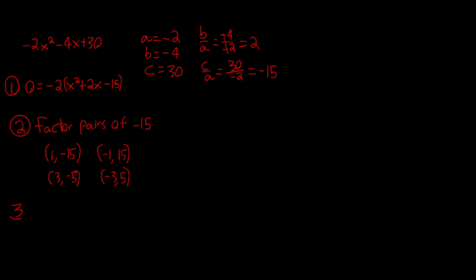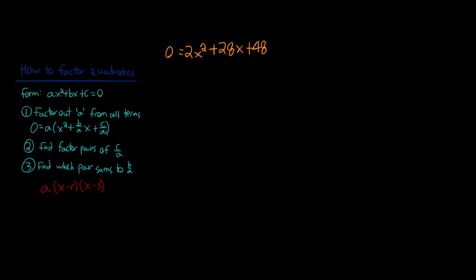Okay, so finally, the question becomes, which pair adds to equal b over a, or 2? And you can see that the answer here is going to be negative 3 and 5. So, as a final answer, I get 0 is equal to negative 2, x plus 5, x minus 3. Okay, so the following example has 2x squared plus 28x plus 48. And I've left the instructions on screen for how to factor this. So I'll get you to pause the video, try this problem, and come back when you're ready.